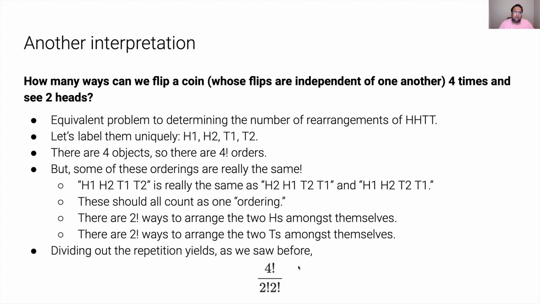And so the result we get here is 4 factorial divided by 2 factorial times 2 factorial, which you might recognize as being 4 choose 2. And so this is another way of thinking about the exact same problem, but both ways of thinking about this give you the same result. In this case, that's 4 choose 2.